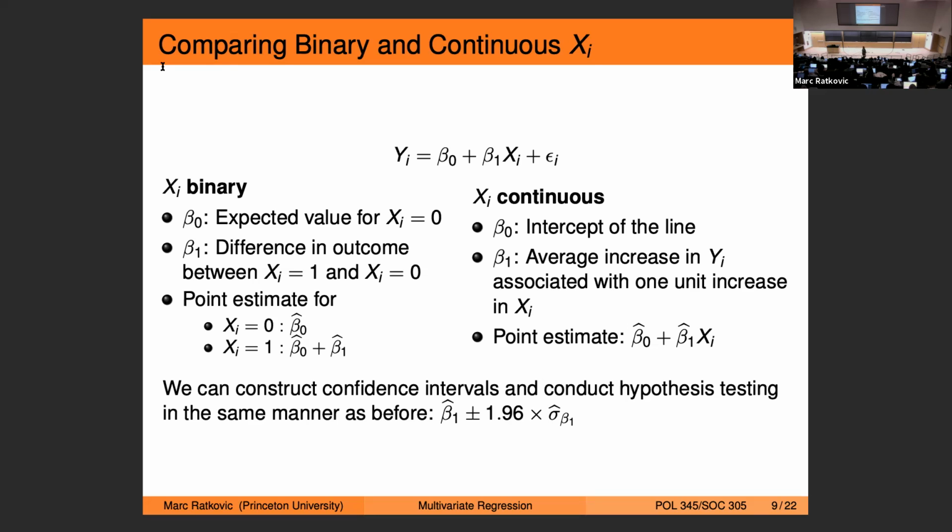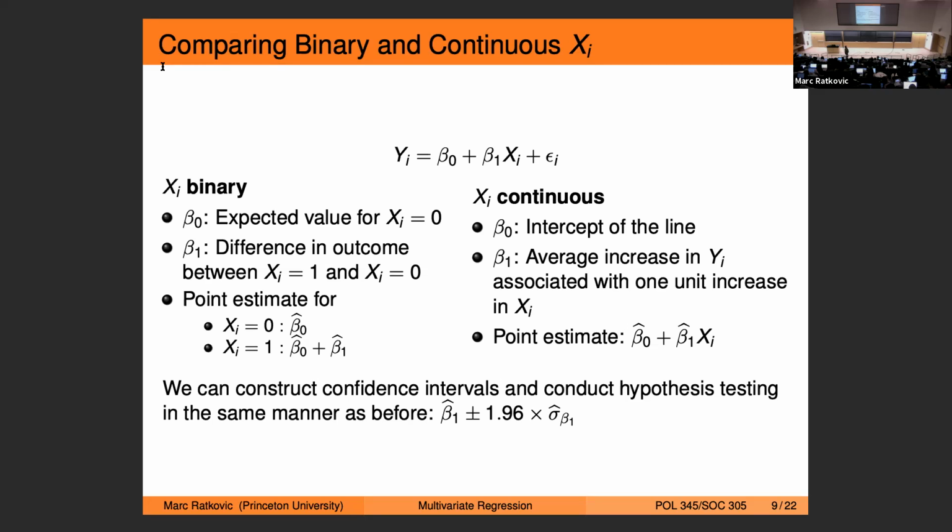On the left-hand side, in the linear model above, beta 0 is the expected outcome if xi is 0. Okay? And beta 1 is the difference in the outcome between xi equals 1 and xi equals 0. Why is that? When we change that 0 from xi to a 1, it puts a beta 1 in the outcome. All right?